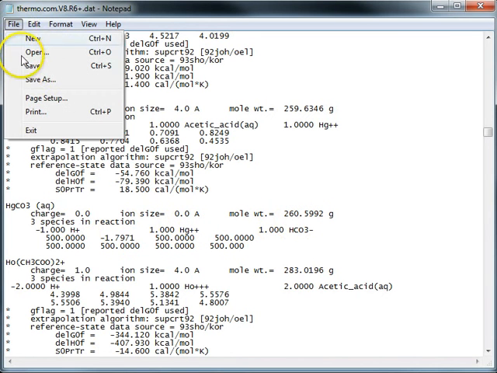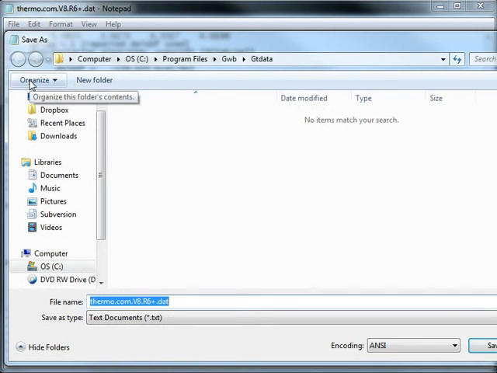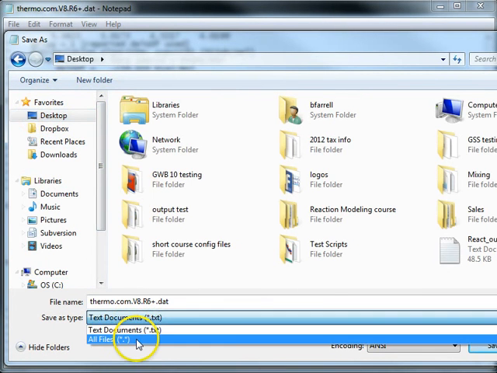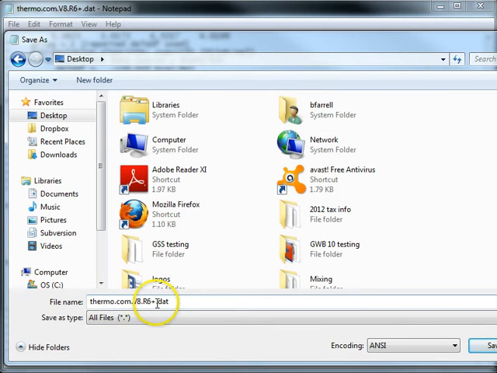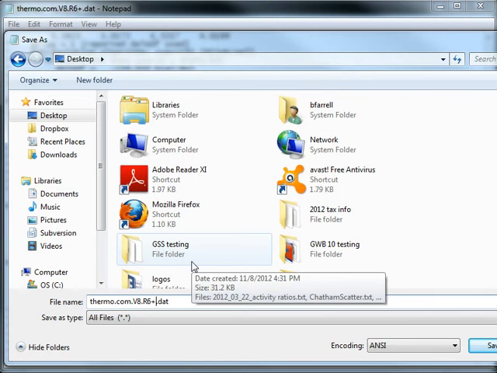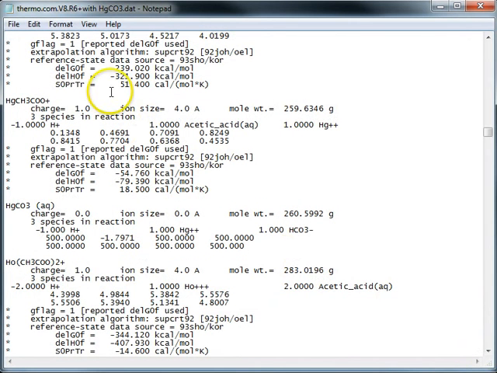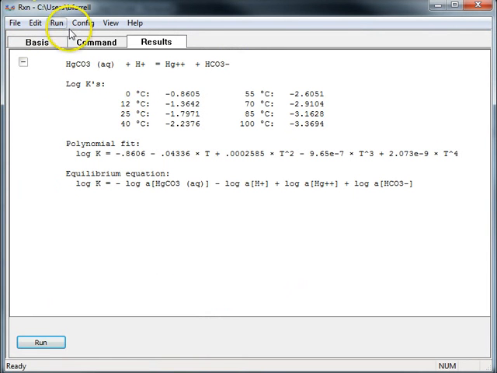So I'll go ahead and save this data set. I'll save it to the desktop, and we'll call it thermo.com.R6plus with HgCO3. So you can go ahead and save that. And now you can load this in ACT2 or RxN. We'll do that in RxN right now.